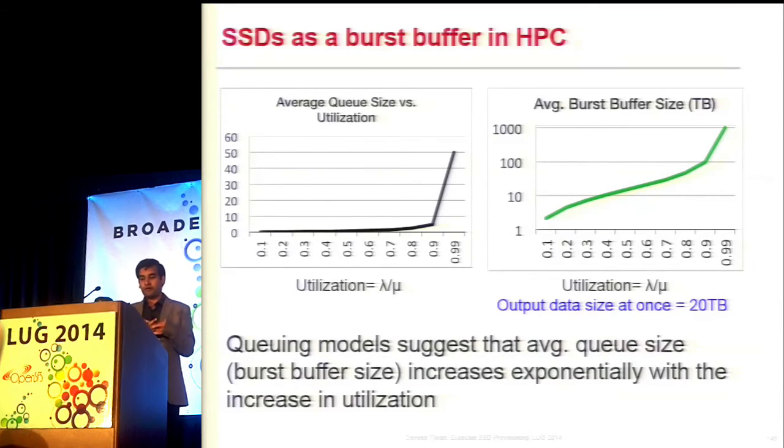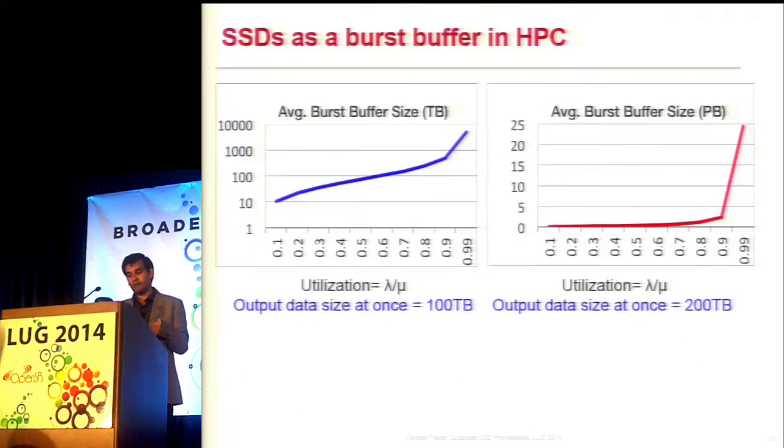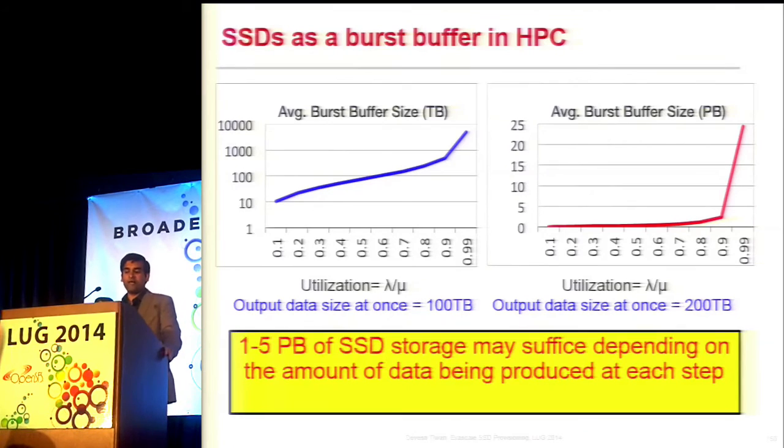I can increase the output size, which I will, but before I do that, the queuing model clearly suggests that the average queue size increases exponentially as utilization increases. So if your PFS bandwidth is really low and you are producing at a faster rate, such that they are very close, then it's not about what the SSD bandwidth is, it's about how much capacity you need, and your capacity will keep growing. I changed that to 100 terabytes and 200 terabytes, and of course you need more space, approximately 1 to 5 petabytes. But if you are around 80% utilization, you are good with 1 to maybe 3 petabytes of total storage. That is just about the storage space.